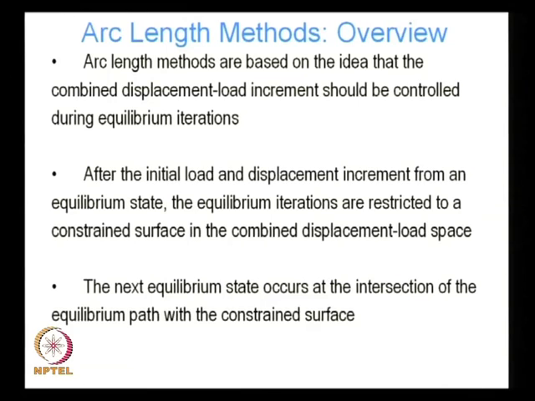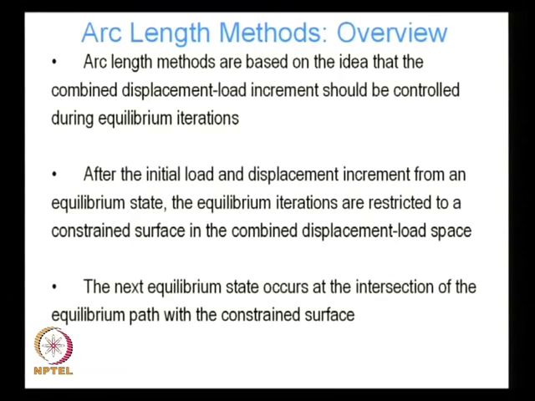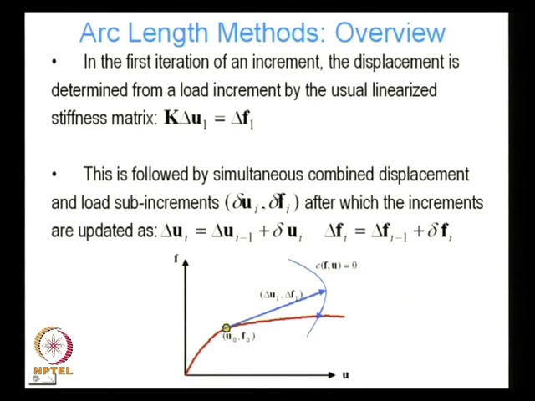So, how is that done? Well, we take an initial load and displacement increment from an equilibrium state. Suppose I have an equilibrated state with displacement u0 and force F0. I apply an incremental force delta F, and then calculate an incremental displacement delta u0 using my tangent stiffness at u0, F0. But that just gives me the first step in my iteration. Following that, the equilibrium iterations are restricted to a constrained surface in the combined load displacement space. Let me show a picture, which will probably help you understand this.